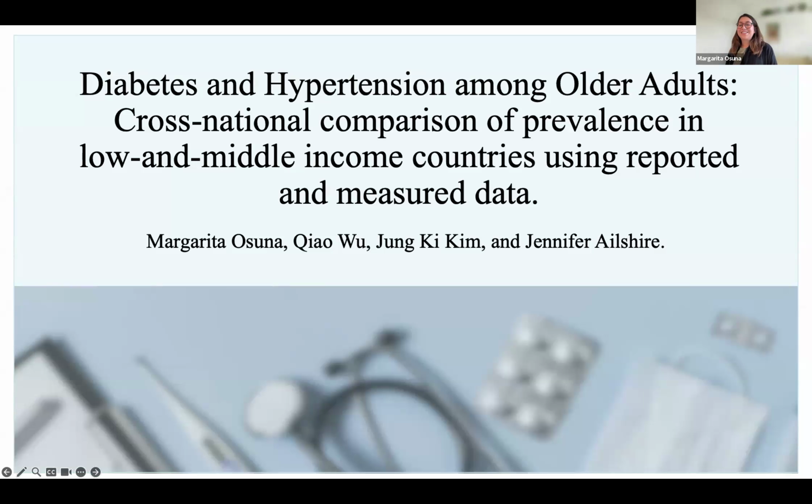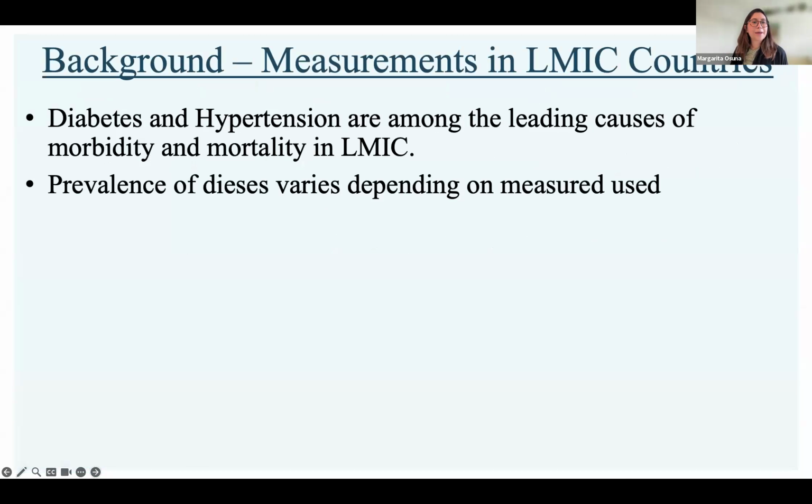And I would like to present some early work on diabetes and hypertension among older adults. We're doing some comparisons of prevalence in low to middle income countries using different forms of measurement. Before I begin, I would like to acknowledge my co-authors, who have been of great help throughout this process.